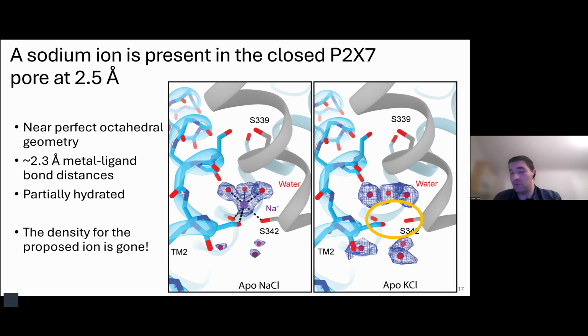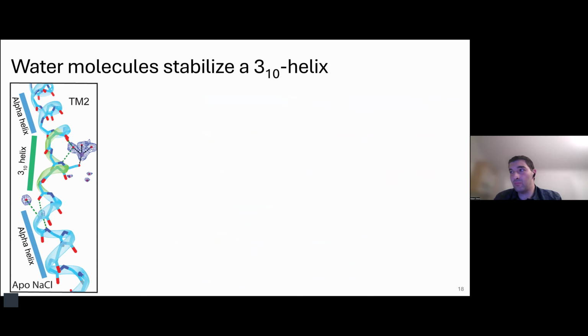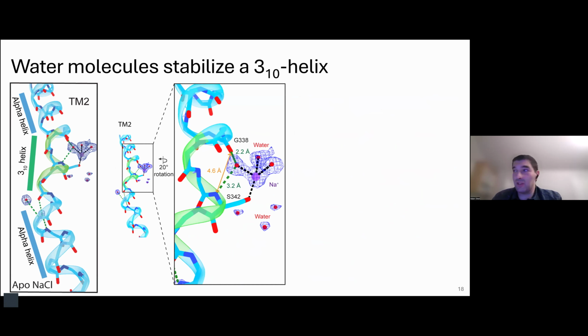So how about the weird helical geometry that we see in the model? With the high resolution maps, we can now really see the molecular details of the pore lining TM2 helix that induces a short 3-10 helix. So starting on the extracellular side of the pore, we see a water molecule bridges the standard alpha helical backbone hydrogen bonding to induce a kink in TM2.